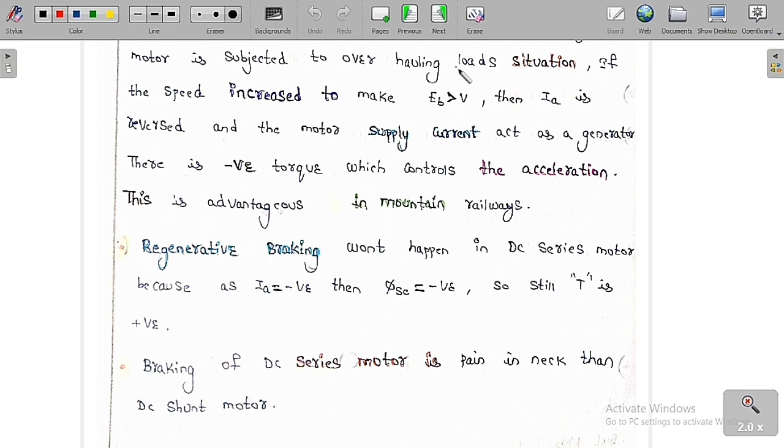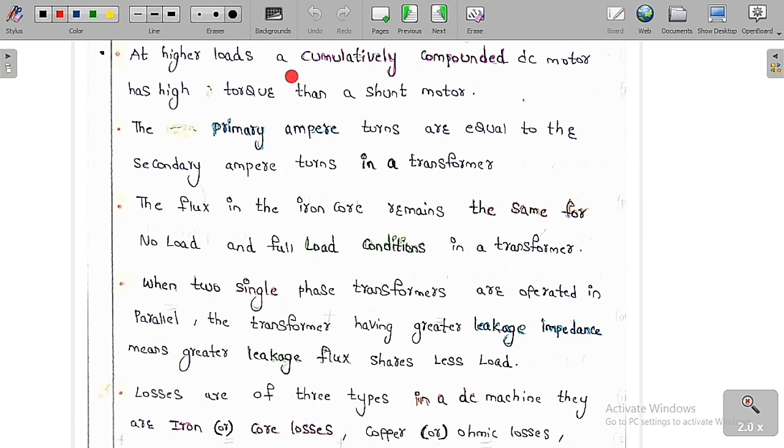At higher loads, a cumulative compound DC motor has higher torque than a shunt motor. I have already shown this part in the graphs. You can see clearly in the graphs there. At higher loads means where the current I is very high. I have already shown the graphs of torque versus armature current for different motors, and you can see it clearly there.